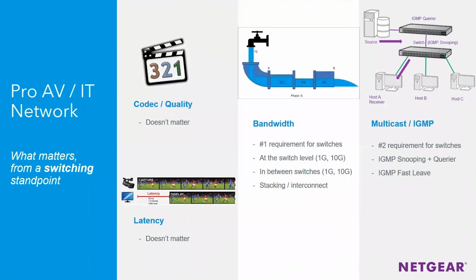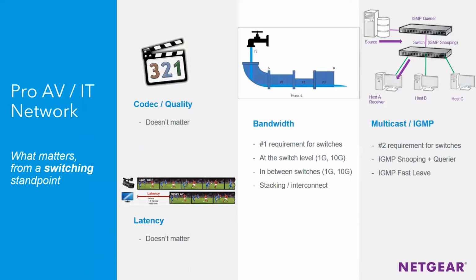The two requirements that will be important are bandwidth, because obviously, if you go for a 1 gigabit per second AV over IP installation, you then need 1 gigabit per second switches. And if you go for 10 gigabit per second AV over IP technology, you will then need 10 gigabit switches. That's obvious, but that's a very important parameter.